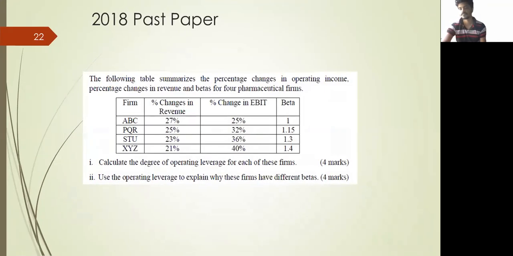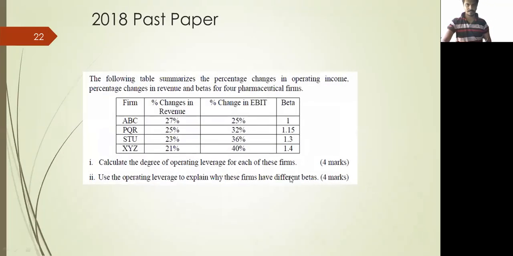Okay, now let's calculate. Here you have been given changes in revenue and changes in EBIT. Easily we can calculate the operating leverage. This has more marks, here I think this is 2 marks. But it has been allocated in the 2018 paper.